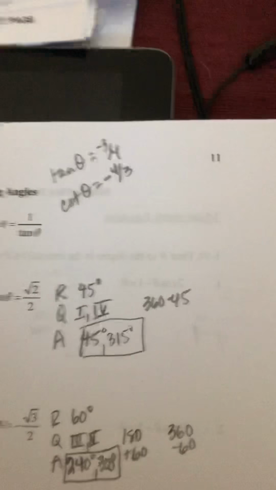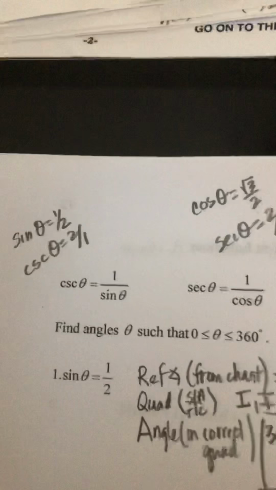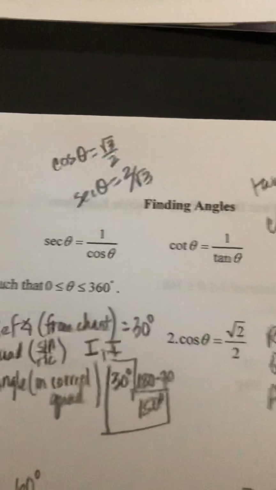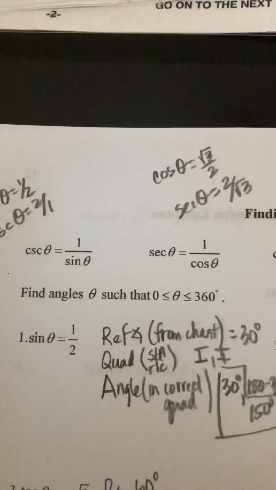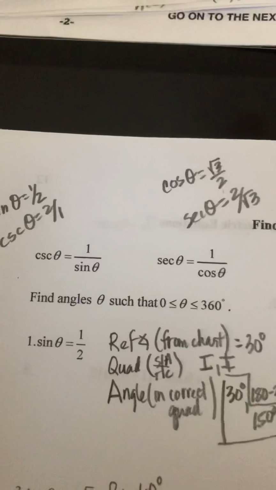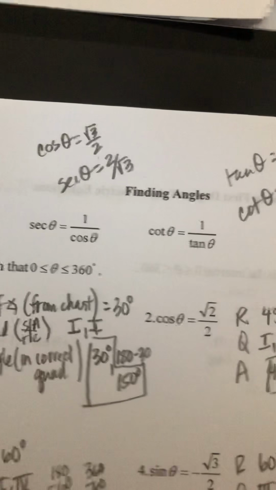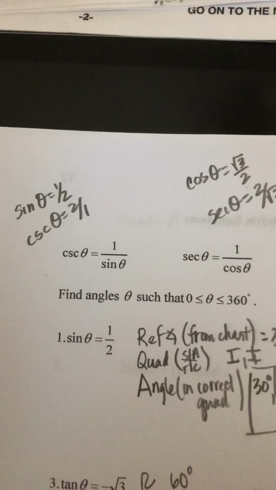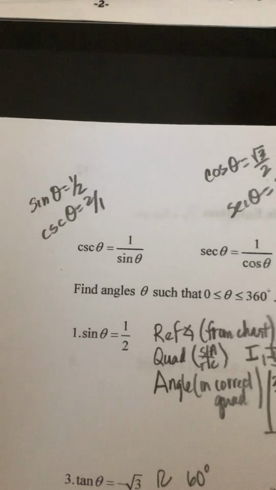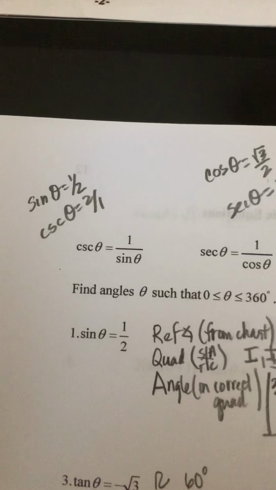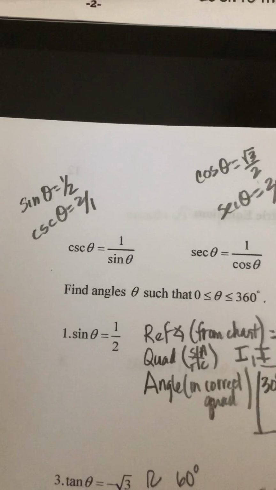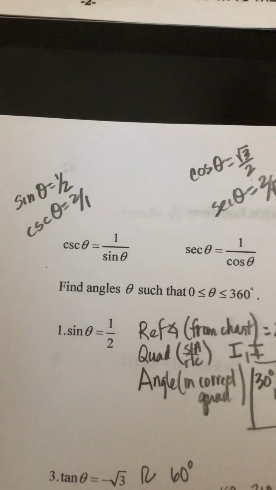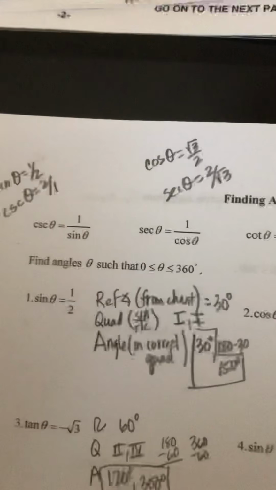But before we get into that, I'm on page 11 of the notes. At the top of the page, we have three new functions. They're what we call our reciprocal functions: cosecant, secant, and cotangent. Cosecant is the reciprocal of sine. So what that means is if we know, for example, the sine is a half, then the cosecant is the reciprocal of that, which is 2 over 1.